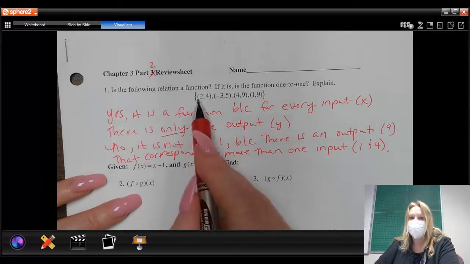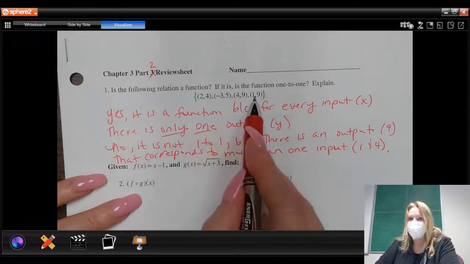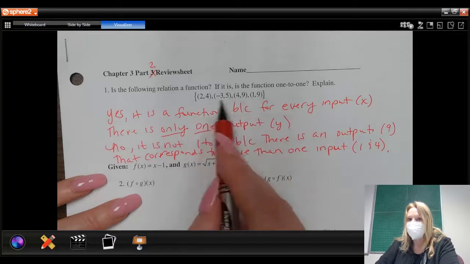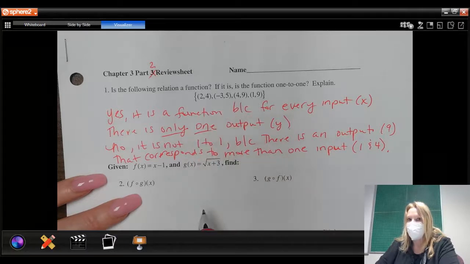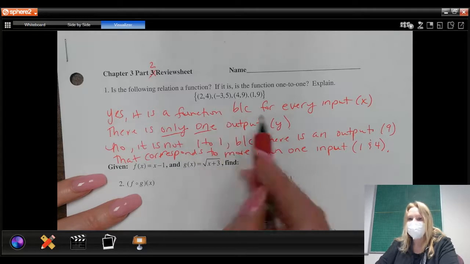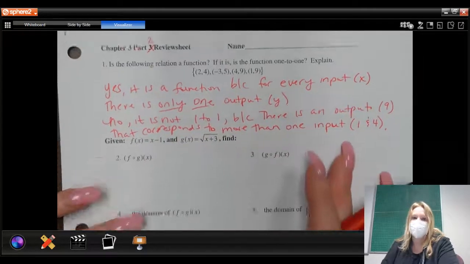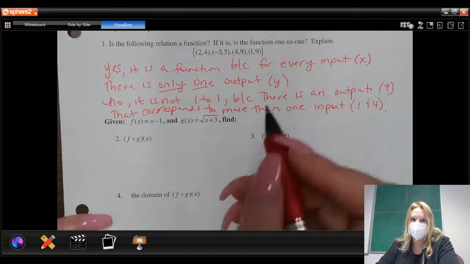For being a function, notice x's are not repeated. That means there's not the same x going to two different y values. So it's a function because every x corresponds with only one y.